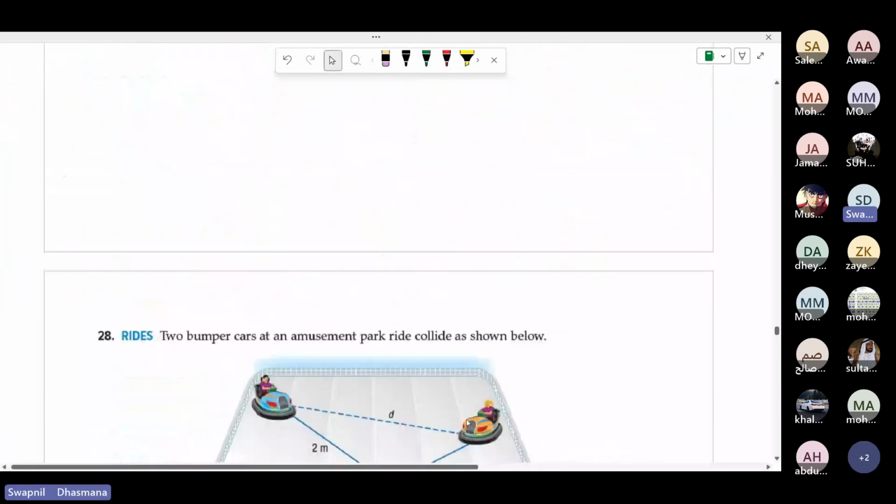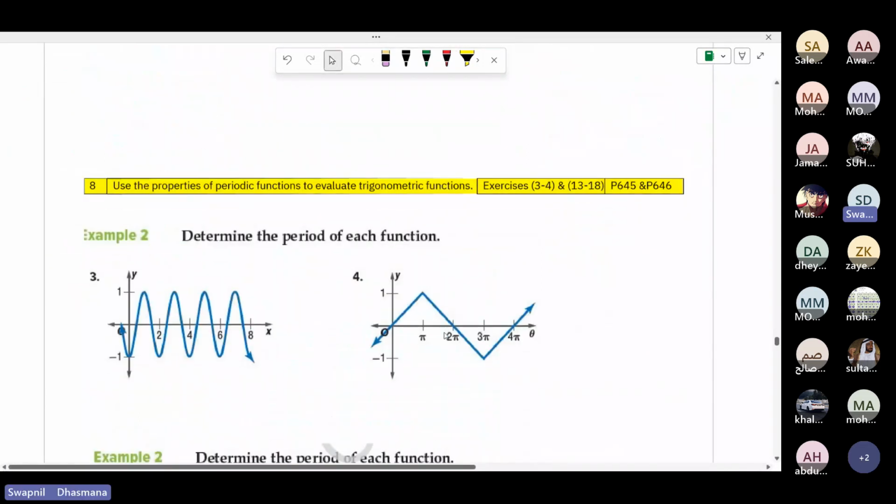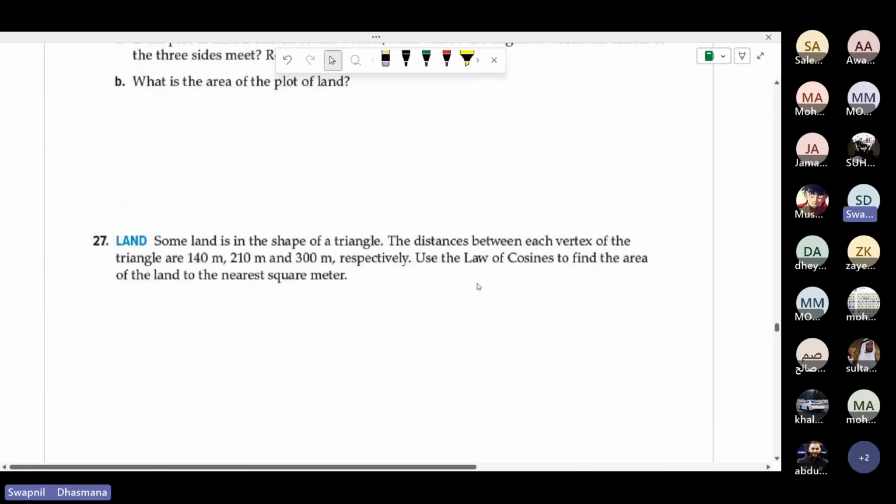Minute. Where is sine rule? Sine rule. Not this. These are all cosine rule. So, law of cosine.